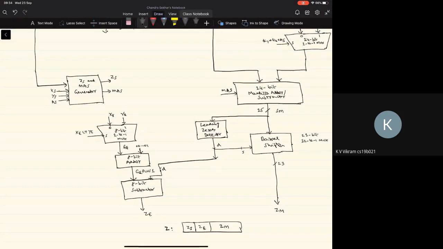We put all of them together to get the result Z, right? So basically, this is the circuit which will take the two operands X and Y in the floating point standard, and then it will produce the result Z again in the floating point standard. Now I'm going to ask you to do the timing analysis of the circuit in order to see how much time this circuit will take to perform the floating point addition subtraction operation.